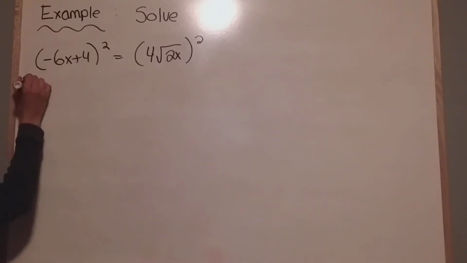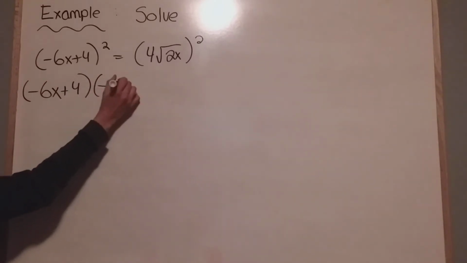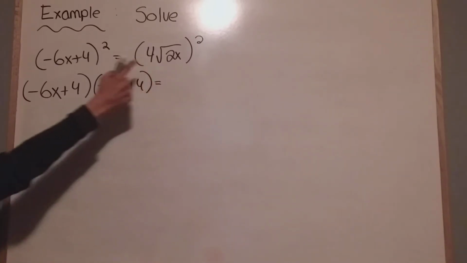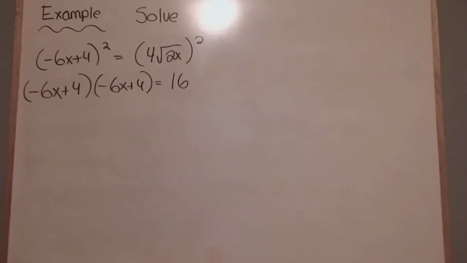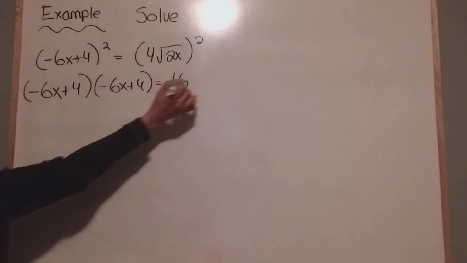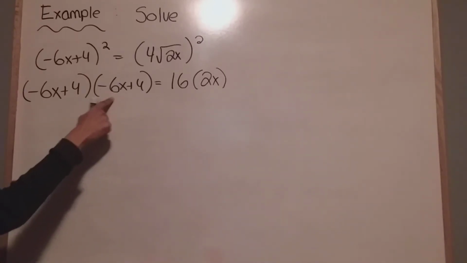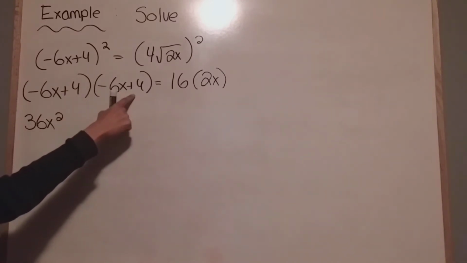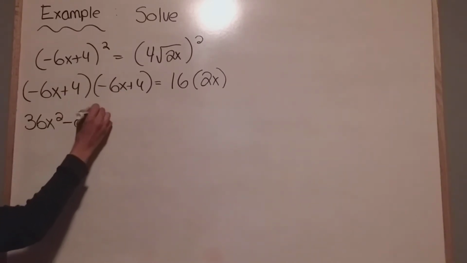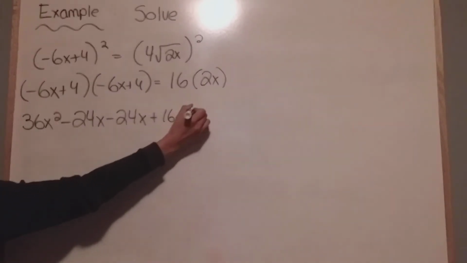When I square this, I FOIL. So it'll be negative 6x plus 4, negative 6x plus 4. On this side, if I square that, 4 times 4 gives me 16. And then when I square it, I'm left with 2x. But I have to FOIL. Negative 6 times negative 6 gives me 36x squared. Negative 6 times positive 4 gives me negative 24x. Minus 24x plus 16. That's equal to 32x.